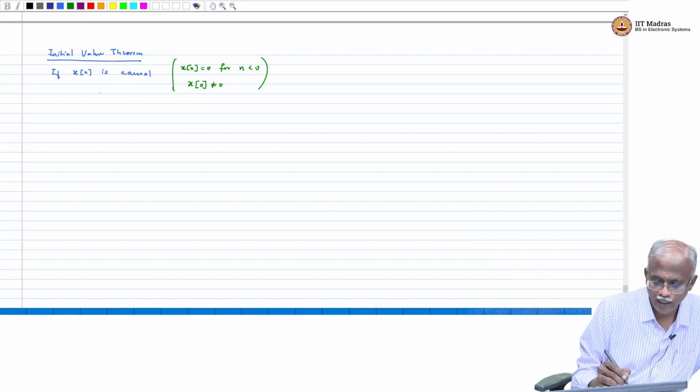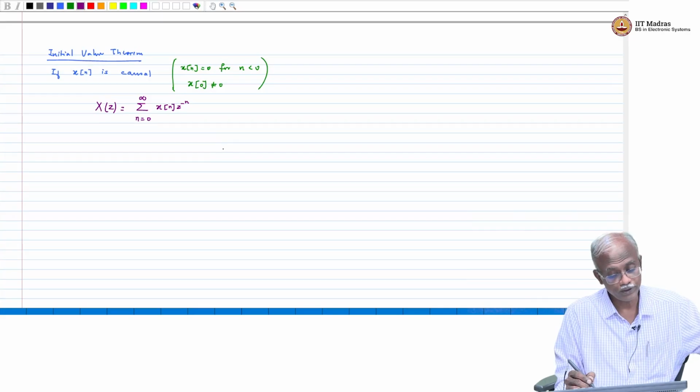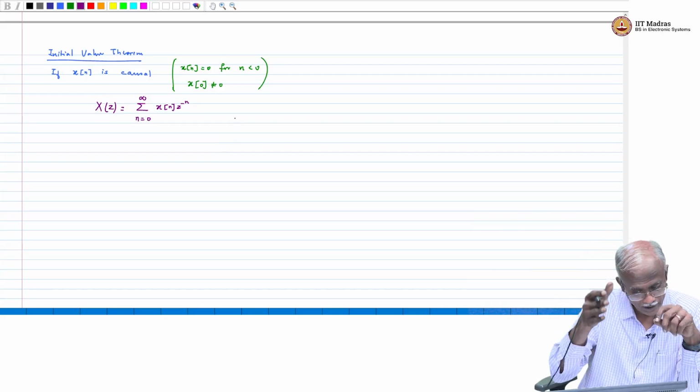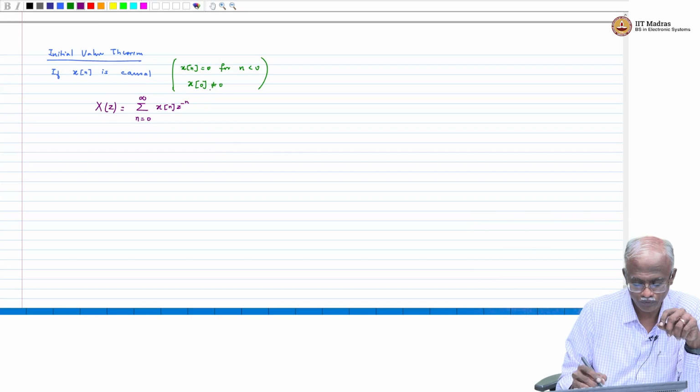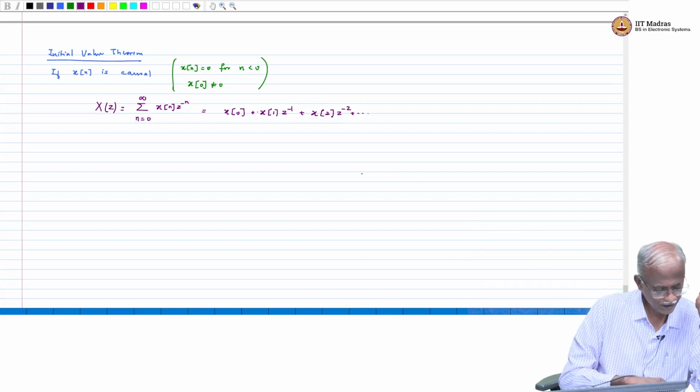Then help me write down x of z. X of z will be summation, this will start at 0 and go all the way to infinity, x of n z power minus n. No negative powers because it's a strictly causal sequence and the sequence starts at n equal to 0 because x of 0 is not 0. So this can be written as x of 0 plus x of 1 z inverse, x of 2 z to the minus 2 and so on. That's the long version of it.